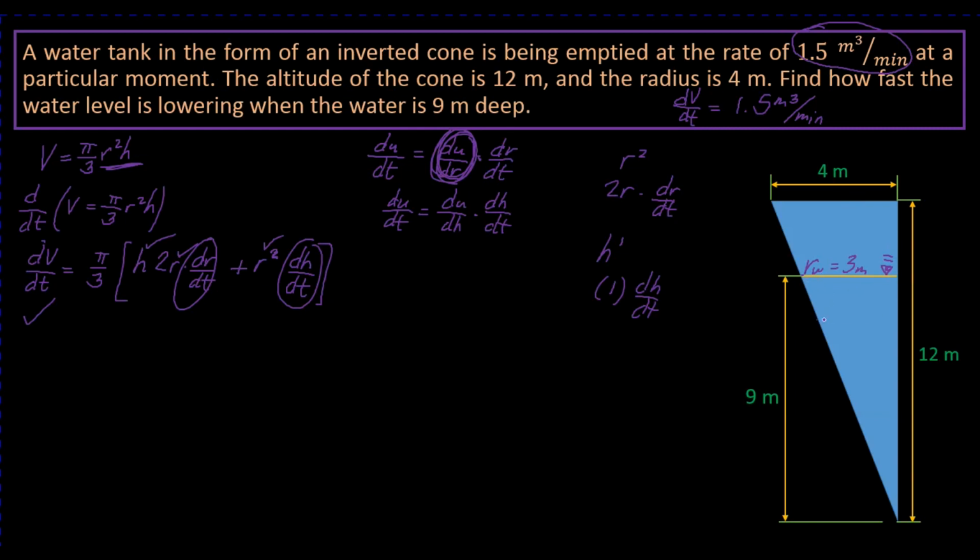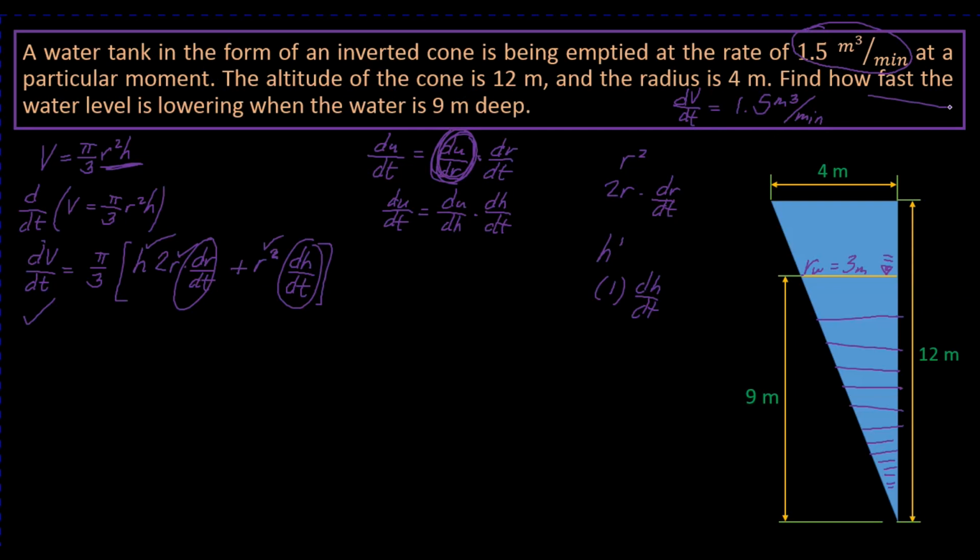So as water goes down, it will just have that same ratio of radius to height. So what is it that we want to cancel here? Let's analyze the question. The question is, find how fast the water level is lowering when the water is 9 meters deep.